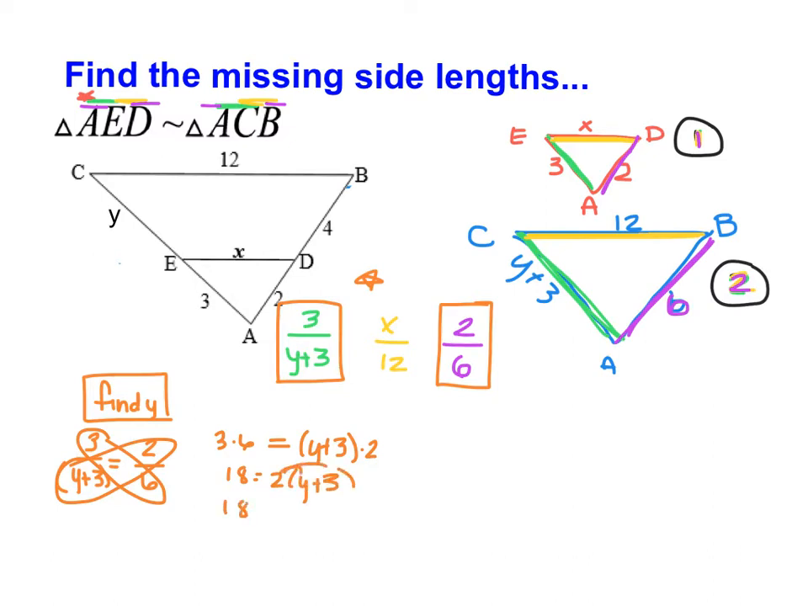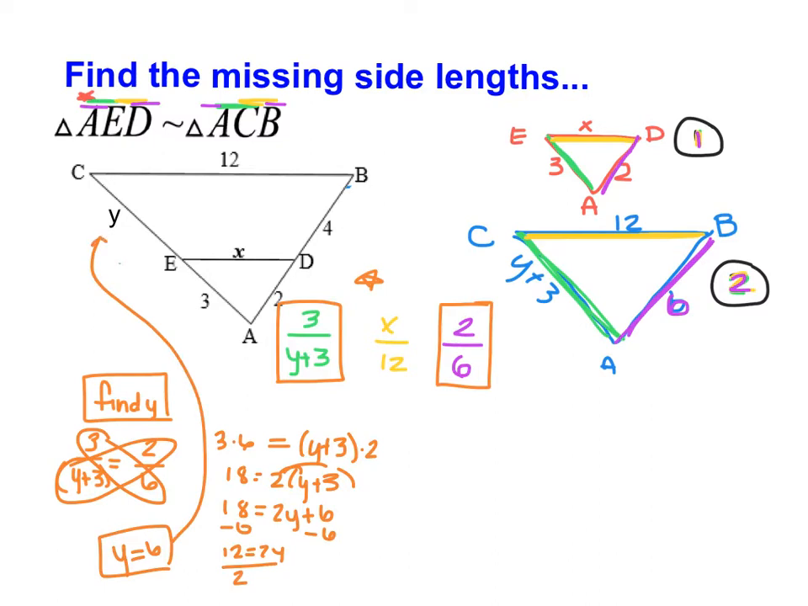So we have 18 is equal to 2y plus 6. Subtract 6, subtract 6. So that's 12 is equal to 2y. Divide by 2. And we find that y is equal to 6. So what that's telling us here is this y is equal to 6, which means this entire side length is 6 plus 3, which then is 9, which seems to make sense given how that triangle looks.